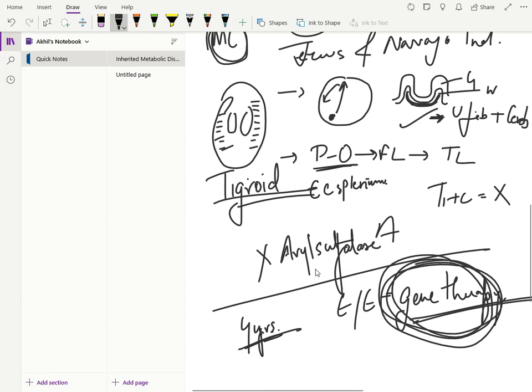Yeah, one thing I forgot to mention is that because of deficiency of this enzyme, there is a buildup of sphingolipids. And sphingolipid buildup is what causes this disease.